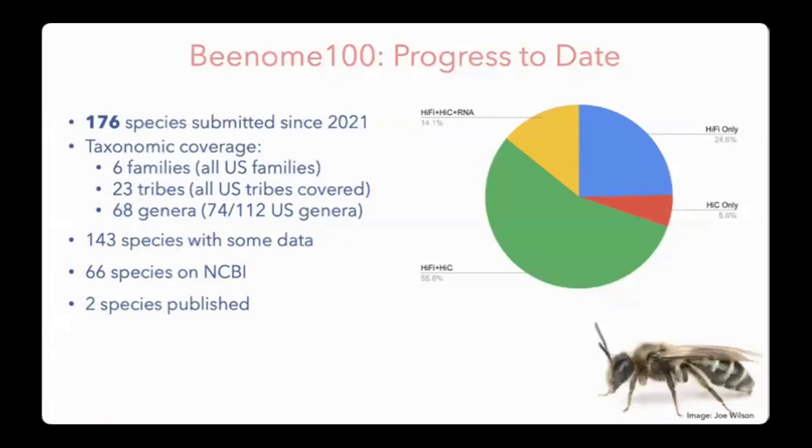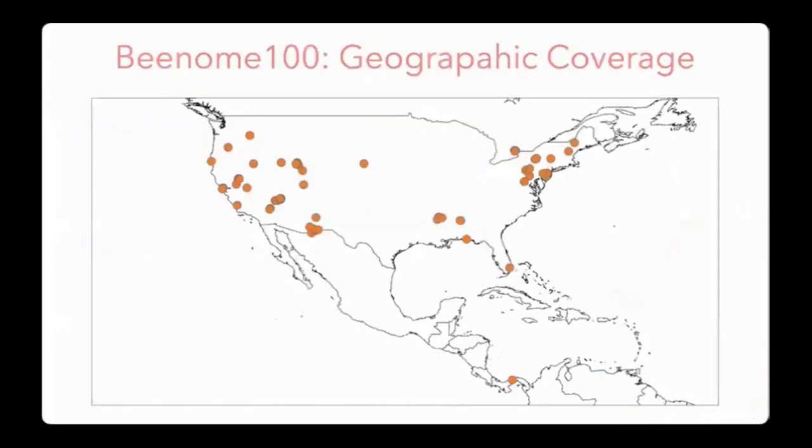And of these, 66 genome projects are considered done and either uploaded to NCBI or are ready to be uploaded. 2 genomes have been published as notes so far, and several more are close to being submitted. As you can see, Beenome100 is well on the way to generating 100 plus reference genomes, and we anticipate having 100 new genomes on NCBI in the next, probably, 3 to 6 months.